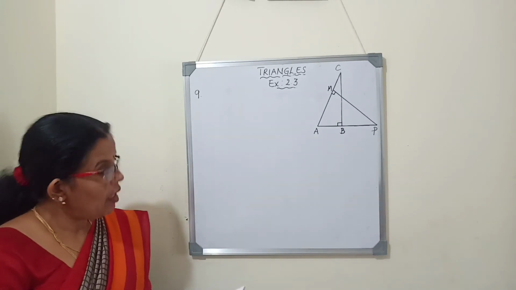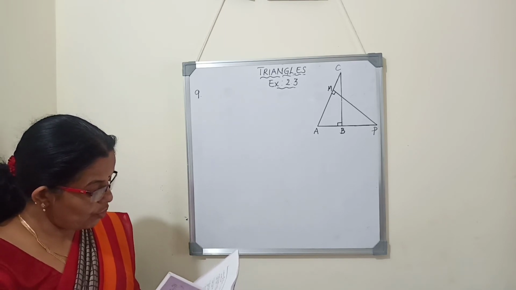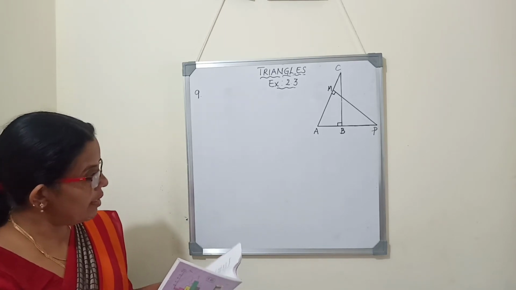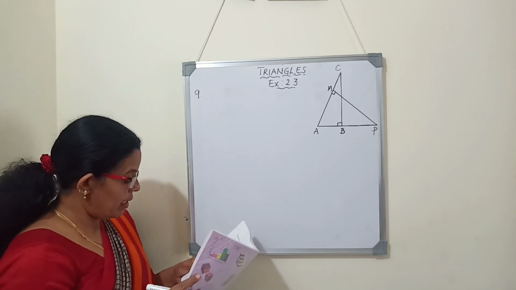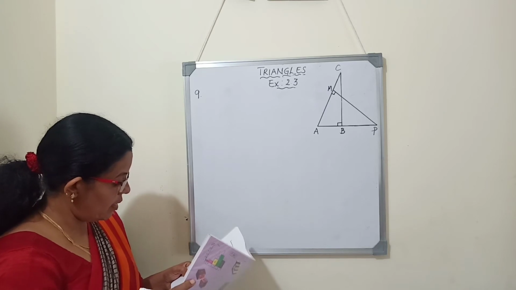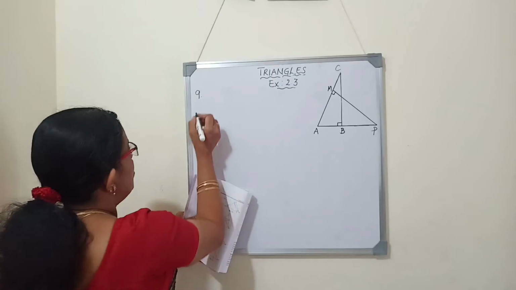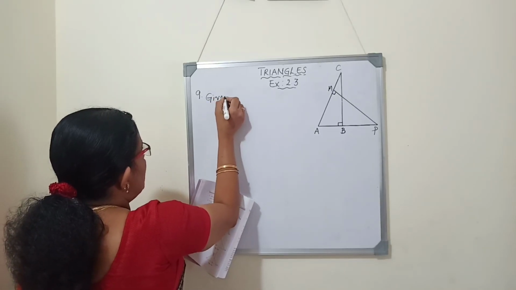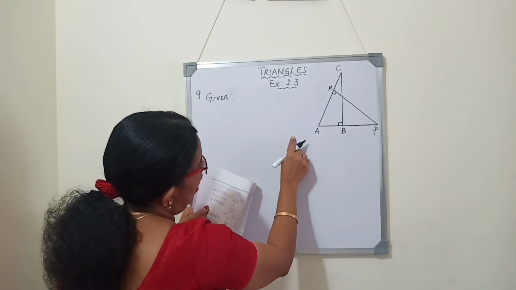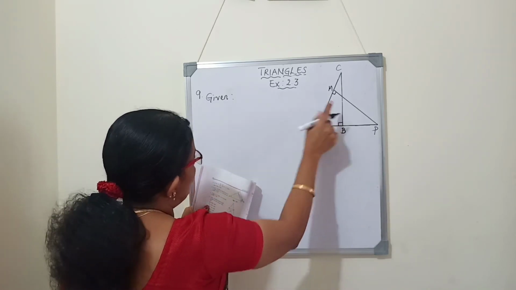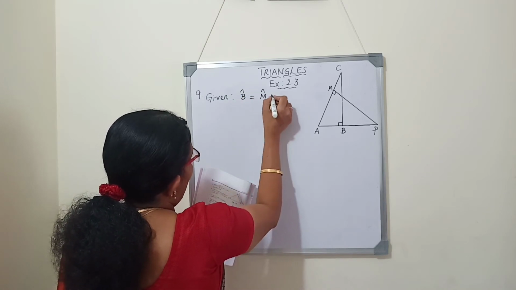Ninth question. In the given figure, ABC and AMP are two right triangles, right angled at B and M respectively. Prove that triangle ABC is similar to triangle AMP and CA by PA equals BC by MP. So it is given that the triangles are right angle triangles. So in triangle ABC and in triangle AMP, angle B is equal to angle M, 90 degrees, it is given.